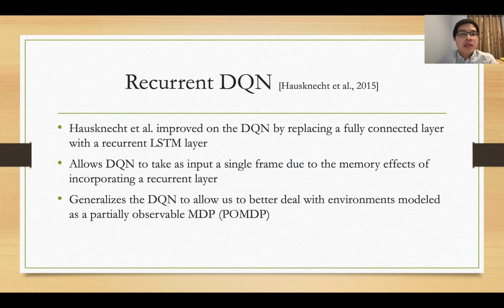In 2015, Hausknecht and his co-authors improved on the DQN algorithm by replacing a fully connected layer with a recurrent LSTM layer. Doing this enables the ConvNet to learn long-term dependencies. This allows the DQN to take as input a single frame due to the memory effects of incorporating a recurrent layer. So instead of needing 4 frames as input, we now only need a single frame. This idea generalizes the DQN to allow us to better deal with environments modeled as a partially observable MDP, or POMDPs. Being able to generalize to POMDPs is important because real-world problems often feature incomplete information.